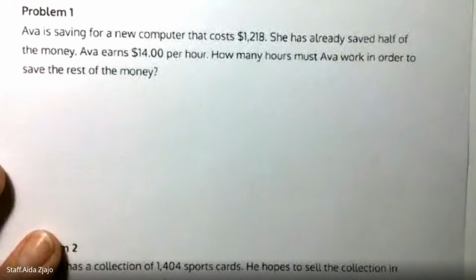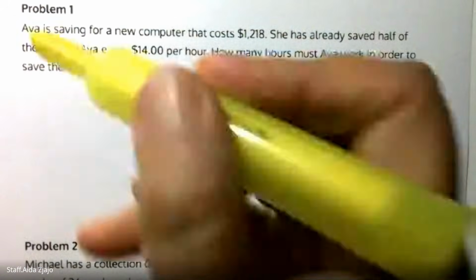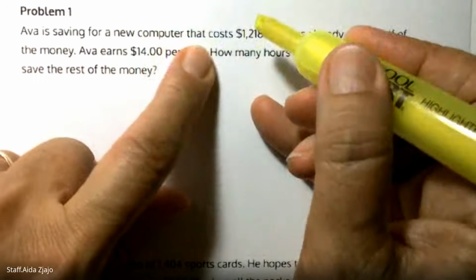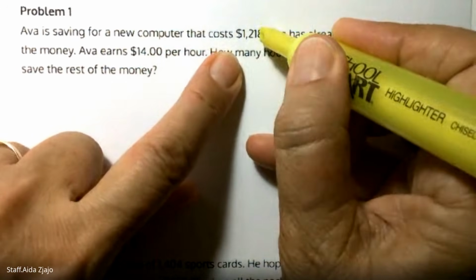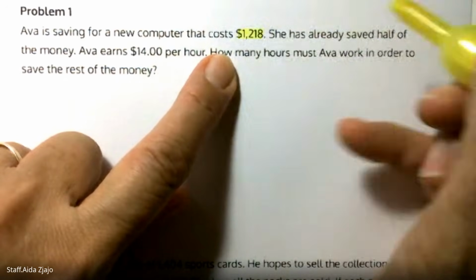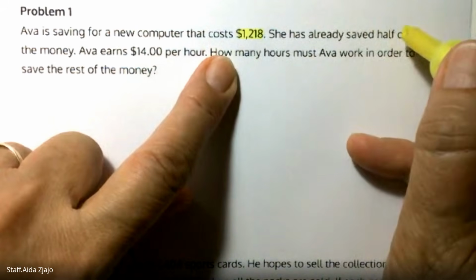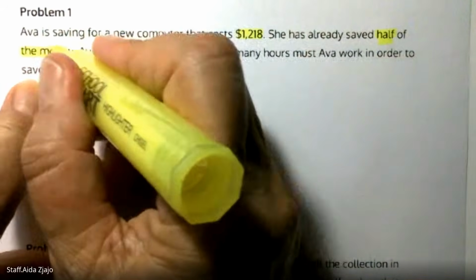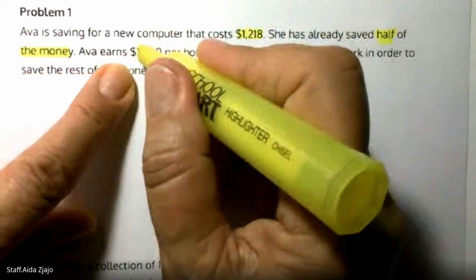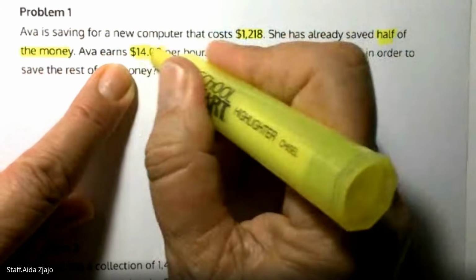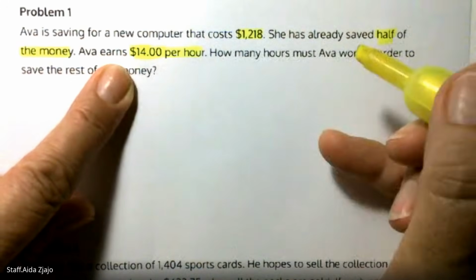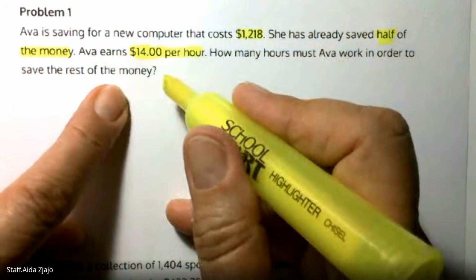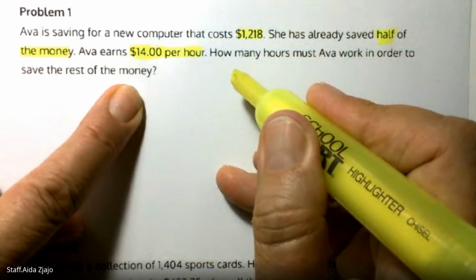First problem says Ava is saving for a new computer that costs $1,218. She has already saved half of the money. Ava earns $14 per hour. How many hours must Ava work in order to save the rest of the money?